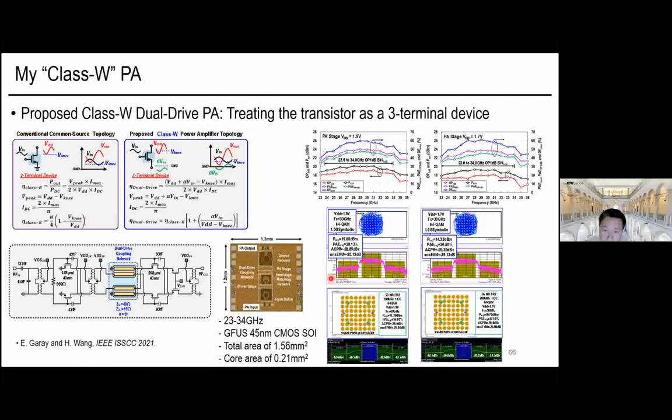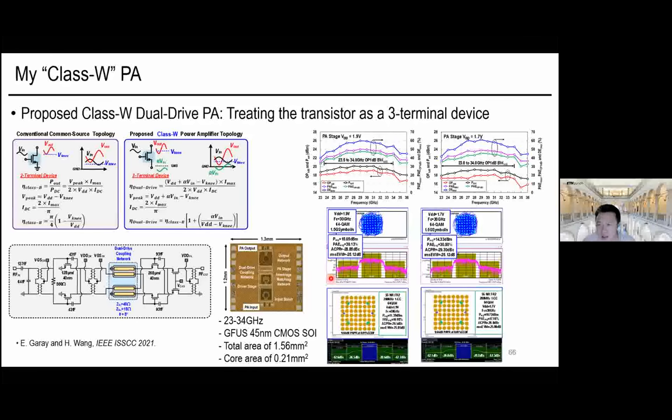Okay, for these class AB like PAs, we further look at how we look at it on the passive side, right? We also want to look at the active side. We want to see how we can further improve the device efficiency itself for the PAs. And as one of the designs, we come up with the so-called class W or dual drive PAs.